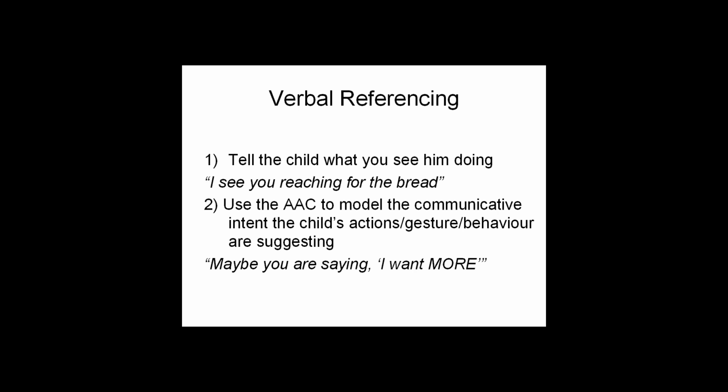So we would say, oh, I see you reaching for the bread. And then we would use the AAC to say, oh, maybe you're saying I want more, and I'm touching the more symbol on my AAC system. Oh, I see you reaching for a plate. Maybe you're saying I want more, and I'm pointing to more on the symbol system. So I'm saying to the child, this is the communicative intent. This is the words that I'm attributing to your actions. Trying to say to the children that you can do it this way. I absolutely want you reaching for that bread, but if you can't reach the bread, then here's a way that you could say it. I want more.